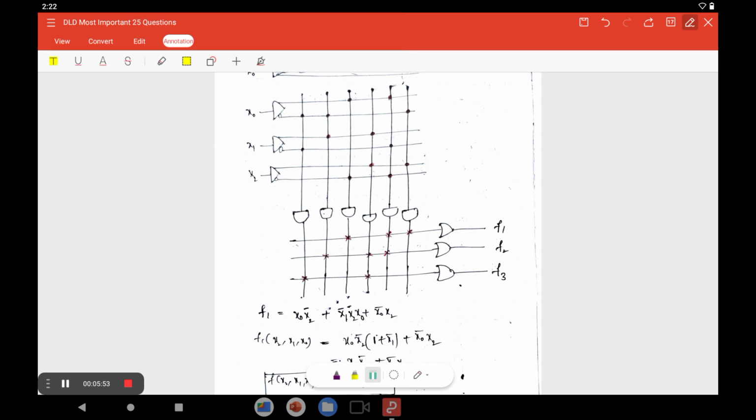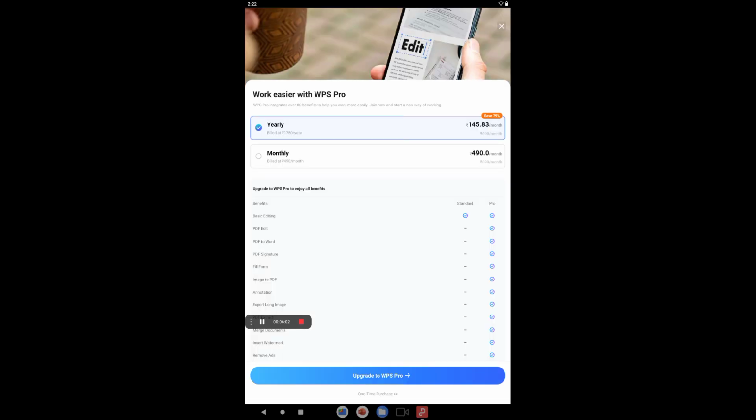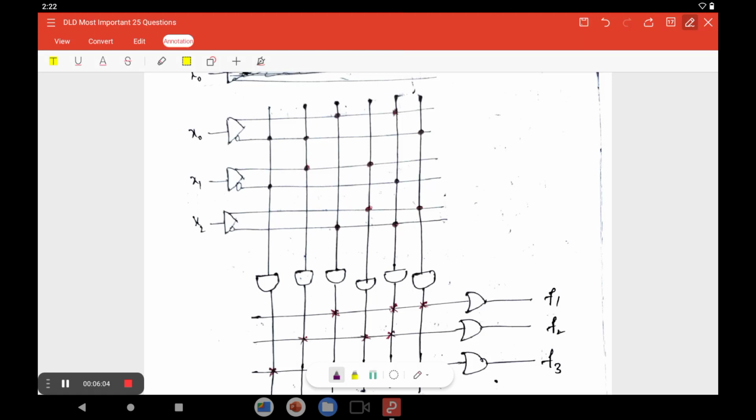That's better, right? So this is designed by PLA. At the time, the question for this one, what is the question? They mentioned the PLA realization, where three inputs X0, X1, X2, and these are the AND gates connected to the corresponding dotted connection. So for the F1 function, what are the connected components? F1 is nothing but these product terms combined with the help of an OR gate.